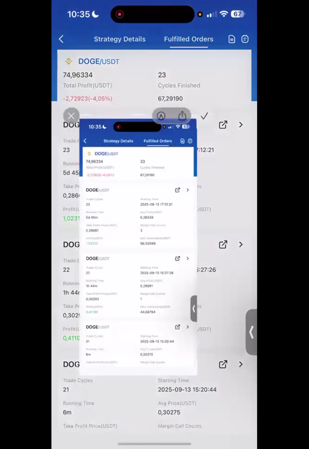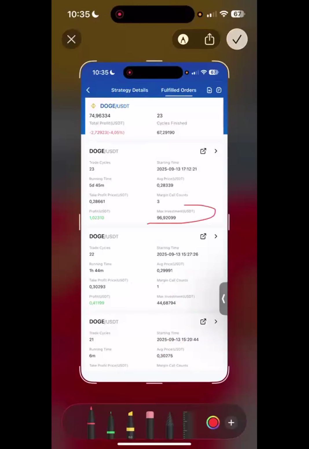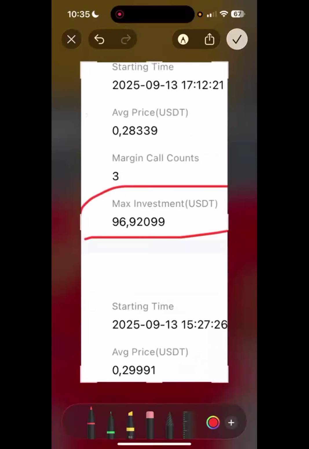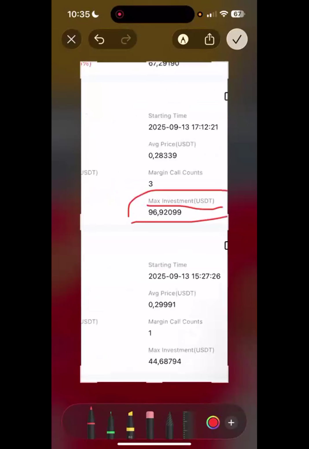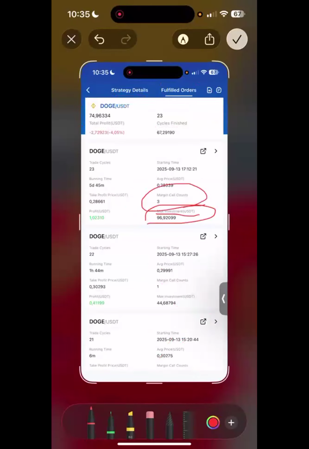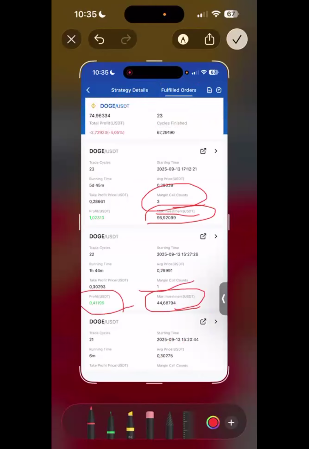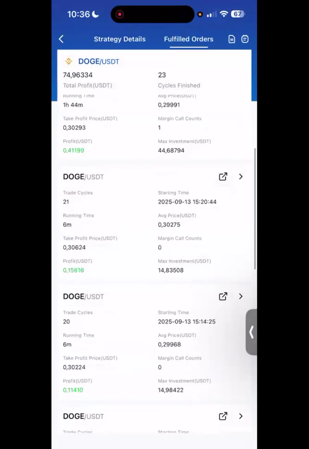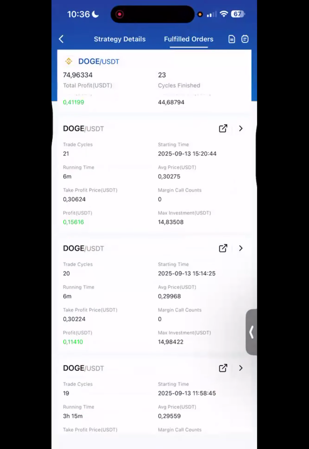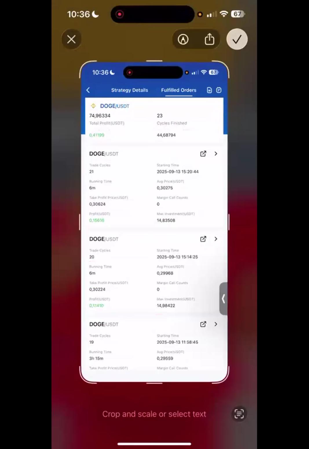So you can see this trade, only 96 amount was invested in it. That is what we call maximum investment. It had only 3 margin calls, meaning it didn't buy the 4th call before it sold off completely. Then this one, 44, only 1 margin call, then it sold. The running time was 1 hour 44 minutes. This was 5 days 45 minutes. So you can see the time differs.